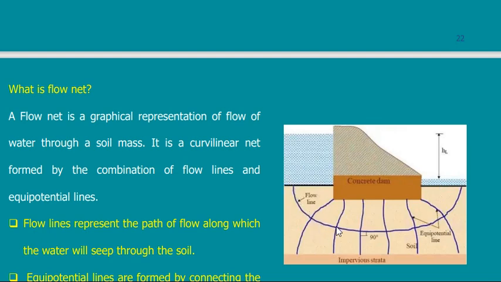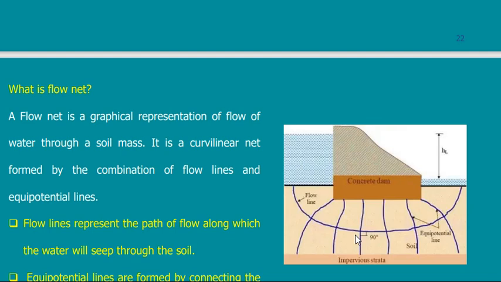This is the first flow line. This is the first equipotential line. This is the last equipotential line. These are the equipotential lines in between. The angle between the equipotential and the flow lines is always a right angle. So these are important things.